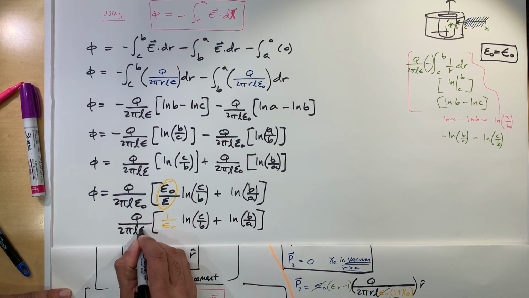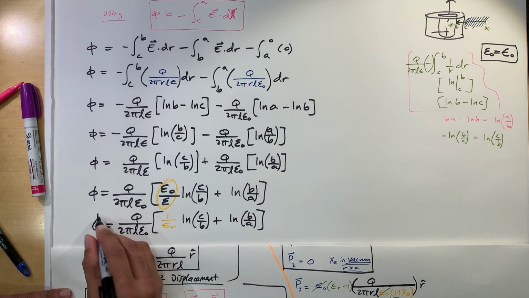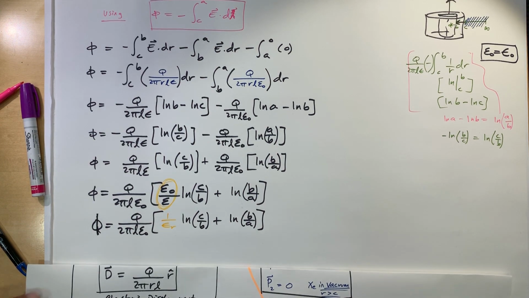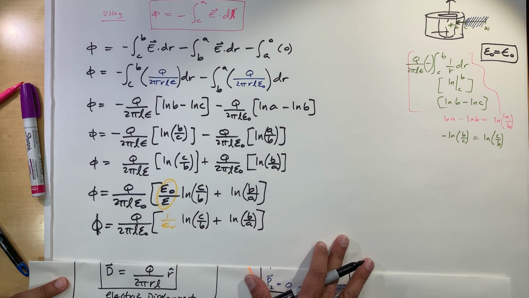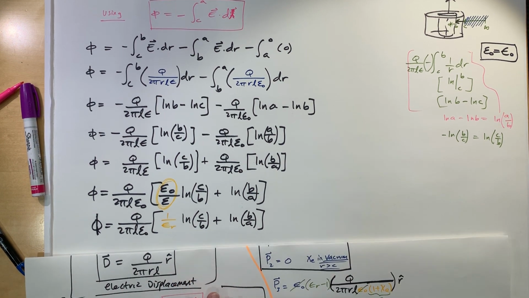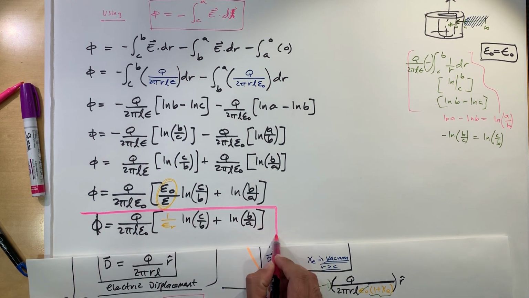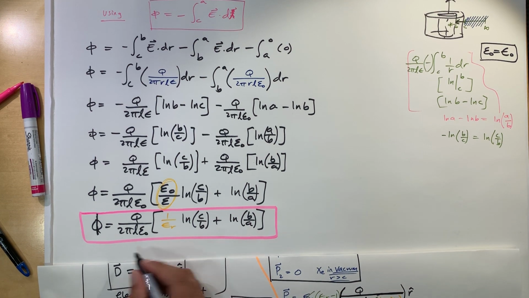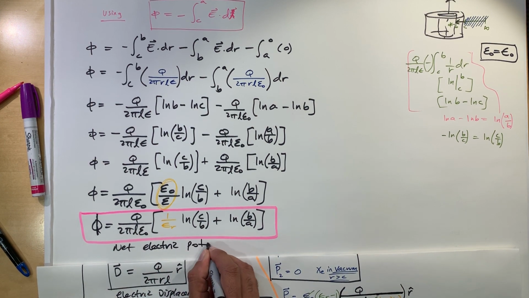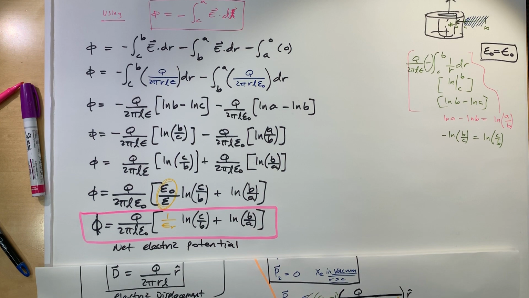Q over 2 pi L epsilon naught, potential. Okay, so that's it. This is our potential. All right, and let's put it here in pink. That's our potential, our net potential. Let's just write it out here. Net electric potential.